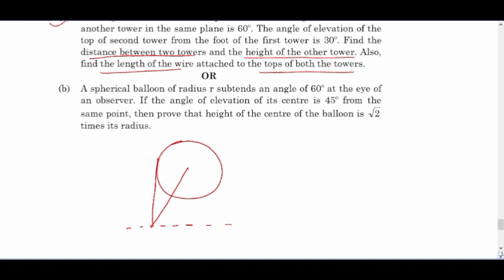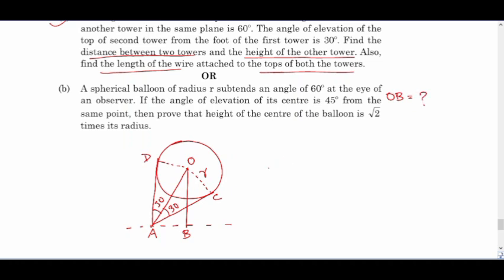Subtending an angle of 60 degrees at the eye of an observer means the angle subtended by the two tangents drawn from this point. This is 60 degrees, and this will be 30, and this will be 30. We are being asked to find this height, and this is your radius, this is also your radius R. Now suppose this is O, A, B, this is point C, this is point D. Now we have to find the value of OB.